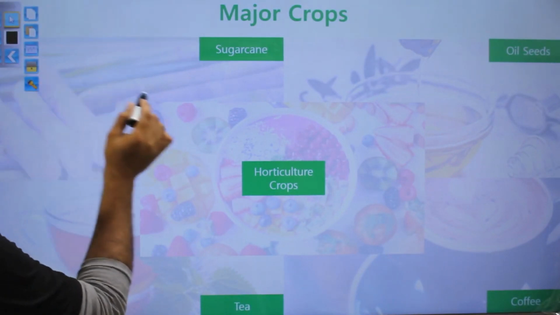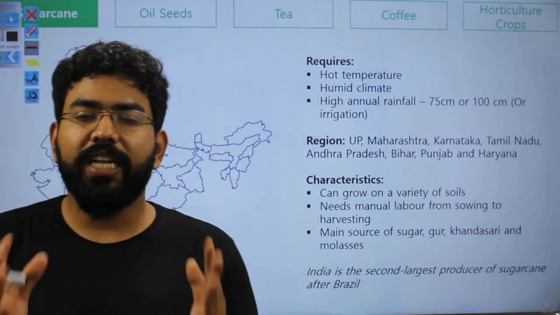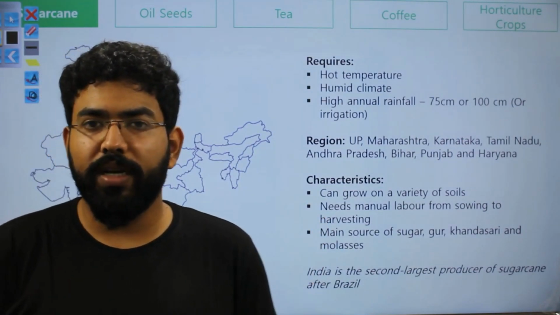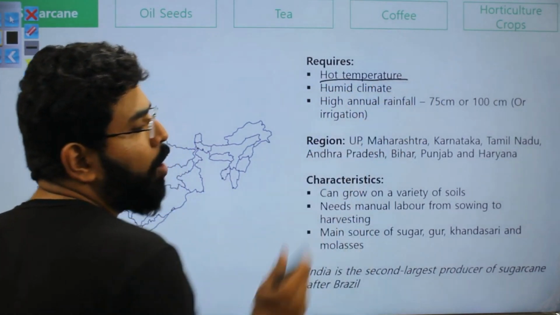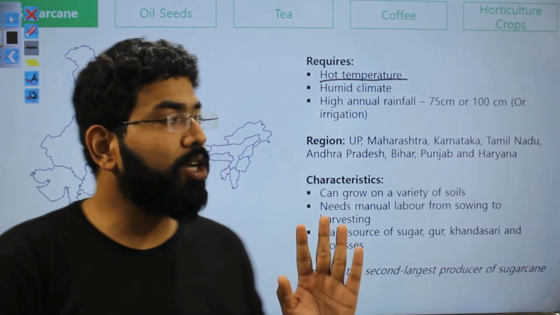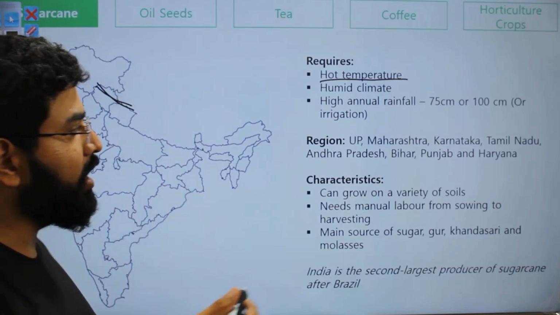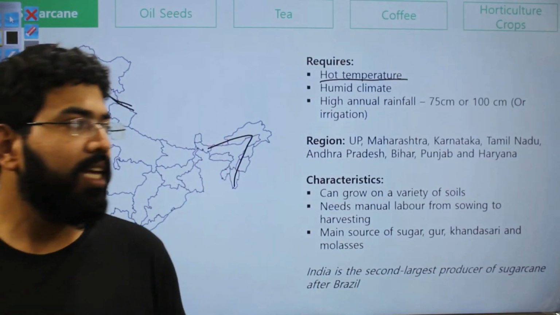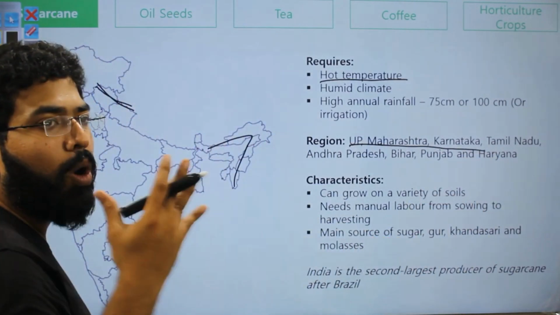So, beginning with sugarcane, let's see what the conditions for sugarcane are, where it is found, and what it is important for. Then we can see how important sugarcane is as a crop for Indian agriculture. First of all, the requirements: it requires hot temperature, so hot and humid conditions are required. Because of this, you will not see the production in northern areas like Himachal, Jammu and Kashmir, or northeast states. You will see the production of sugarcane in UP, Maharashtra, Karnataka, where there is hot and humid temperature.